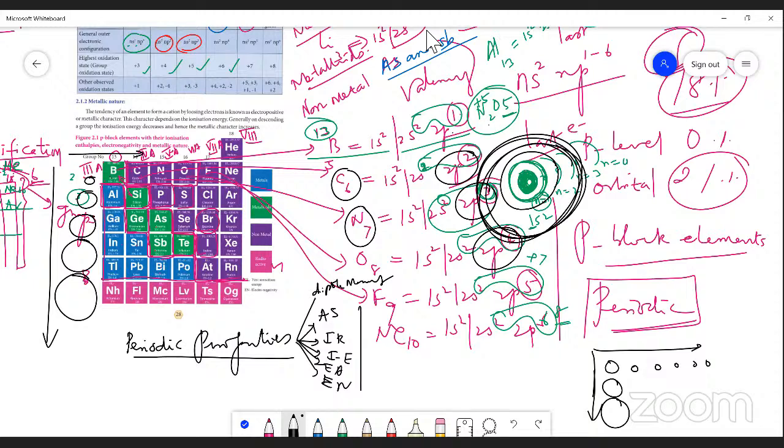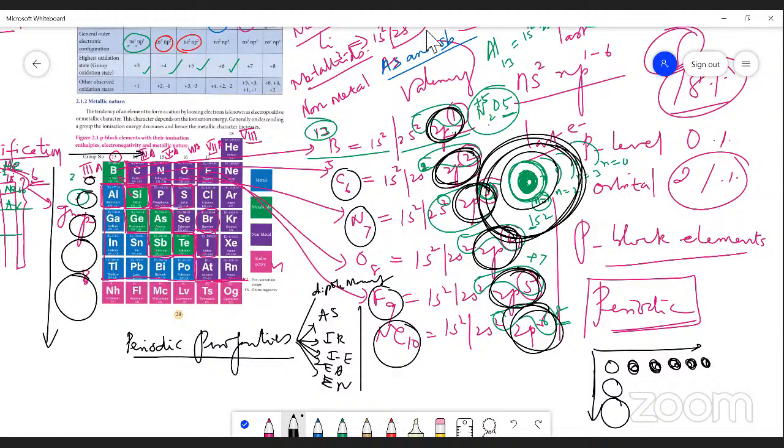You see fluorine, whose atomic number is 9, and the last electron enters the same 2p orbital. Neon, whose atomic number is 10, and the last electron also enters the same 2p orbital. You see, in all cases, the last electron is accommodated in the same 2p orbitals. So what's the meaning? Moving left to right, the added electrons are added to the same shell.